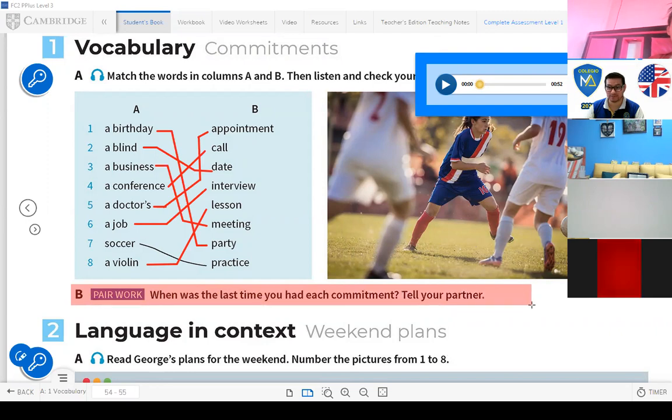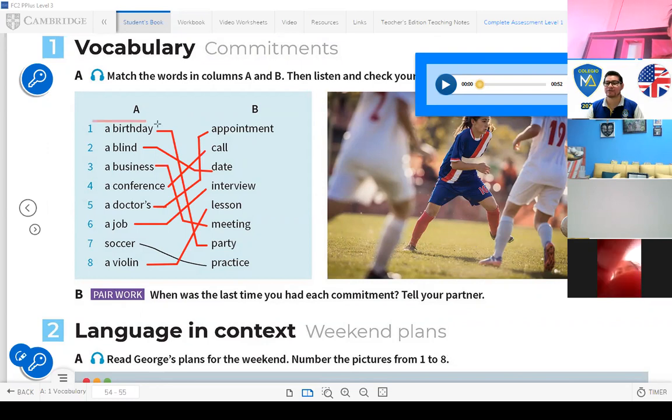Tell your partner. Okay, when was the last time, for example, that you celebrated a birthday party? Some of you may say, no, teacher, this year and last year, no, because of the COVID-19. Oh, yeah, we didn't celebrate. But before that, yeah, I celebrated. A birthday party. What about a blind date? Have you ever? I don't think so.